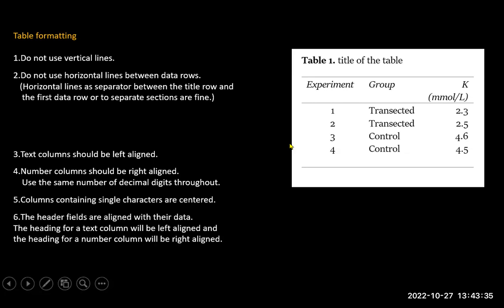And then the header fields match the data. So the header, the top row, this word Experiment is centered. The word Group is left aligned, and this K is right aligned, so it is matching the data. I think it gives you a nice clean look to the table.